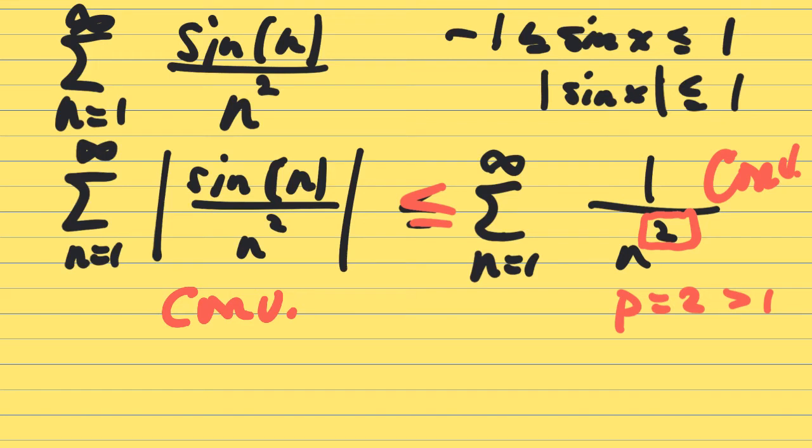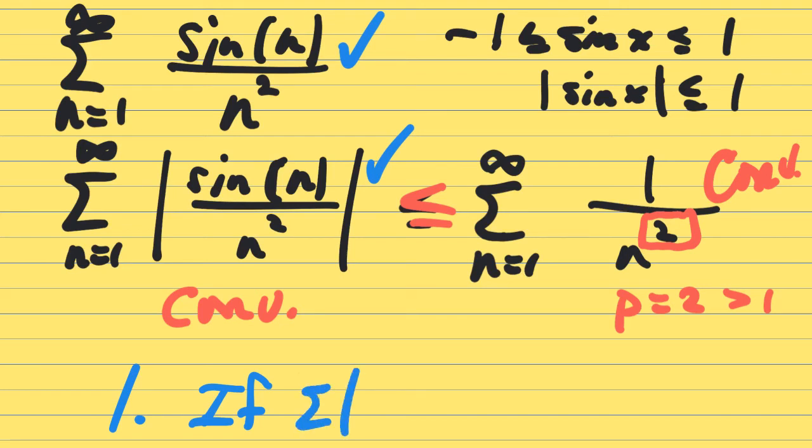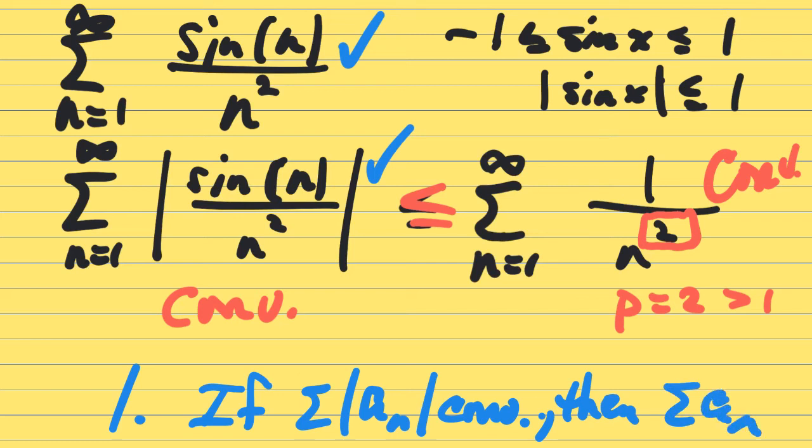And from the absolute convergence theorem, if this one converges, that one must also. And that was from a couple slides ago, number 1. If that one converges, then that one converges.